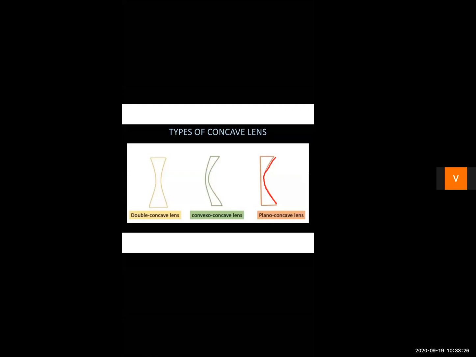Now the third type of concave lens is, this spherical side is your concave side, right? Because it is bulging inwards, and it is thin in the middle and thick at the edges, right children? But the other spherical side is plane. The shape of the other side is plane, so it is known as plano-concave lens. So these are the three types of concave lens.